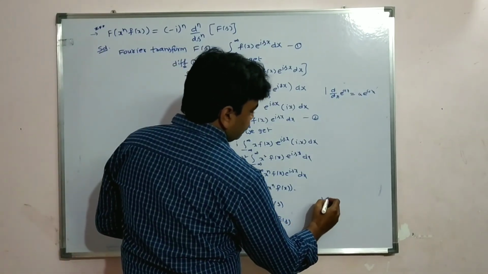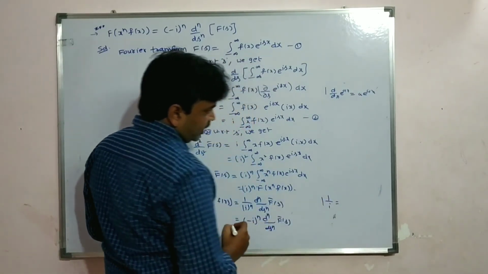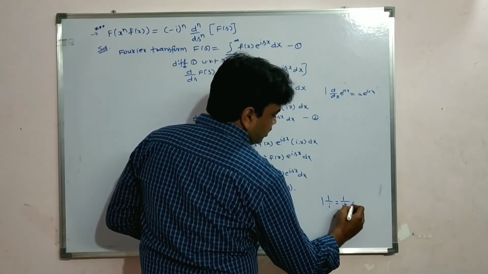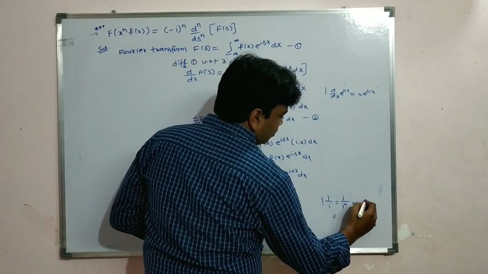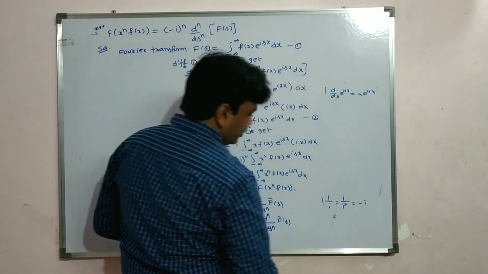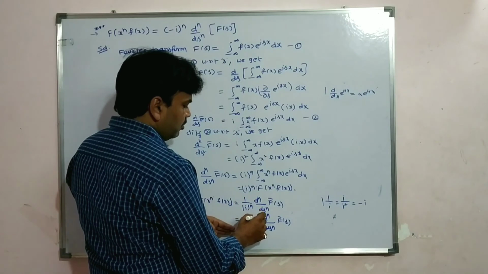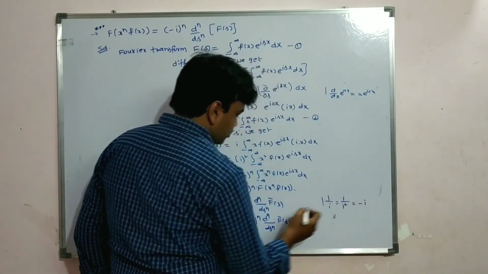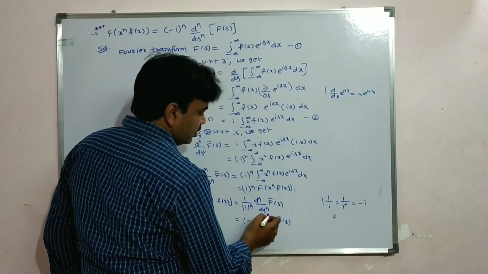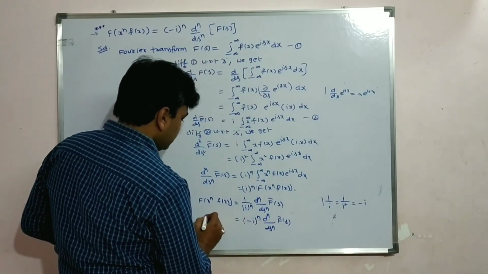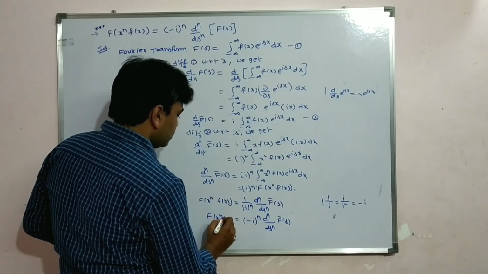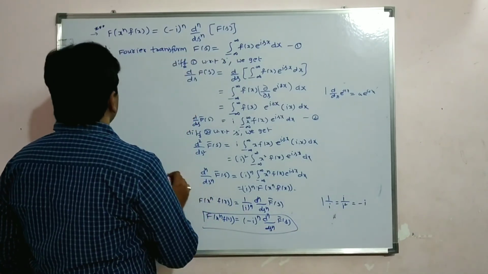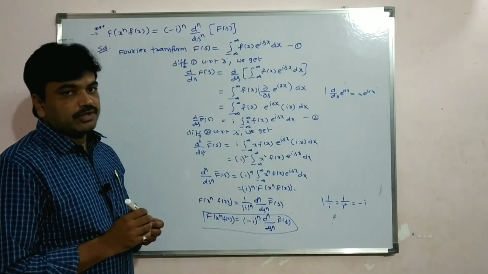Since we know, students, 1 by i, so multiply with i by i, students. i by i means we get here i square, that means we get minus 1. So it can be written as minus i. If there is whole power n, students, we get here (minus i) whole power n. So like this, (minus i) whole power n d power n by ds power n of f bar of s. This is our result, students. This is a very, very important result, students, from an examination point of view.